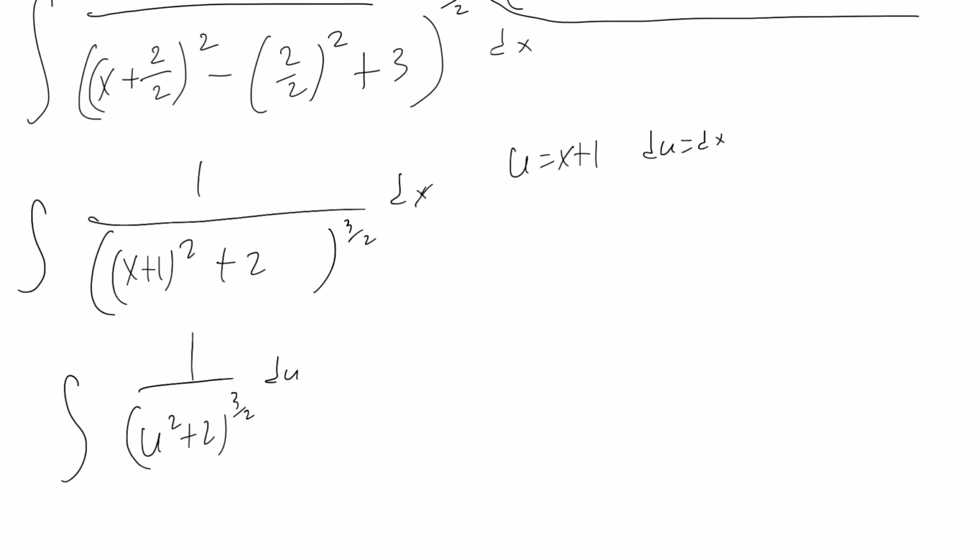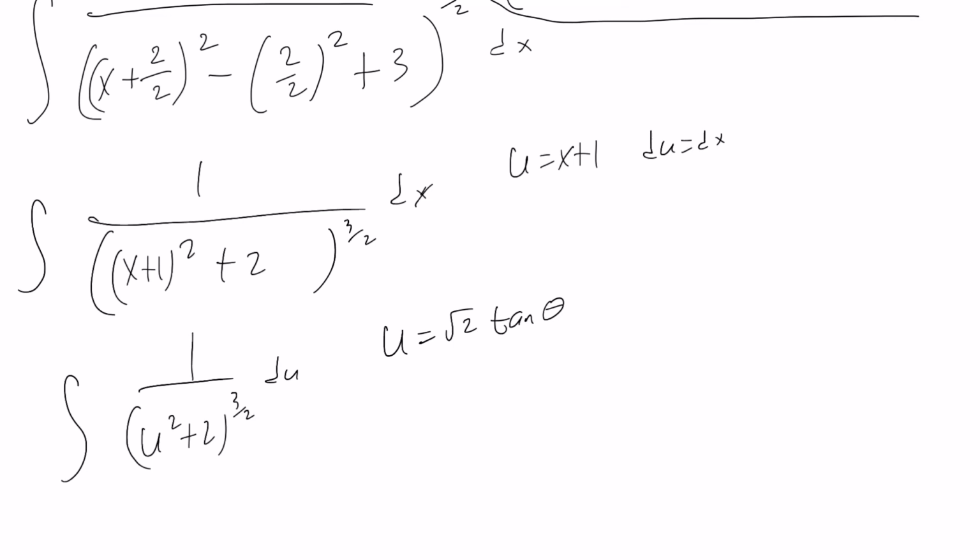And this 1 over u squared plus 2 to the 3 halves, this is the type of thing that we've already seen before, right? We know that if we get something that looks like the square root of a squared plus x squared, we should try letting x equal a tangent theta. So that's what we have here. We have our variable squared plus something squared, I guess the square root of 2 squared. It's not a whole number, but it's nice enough. And we have this fractional exponent. So let's try letting u equal root 2 tangent theta.